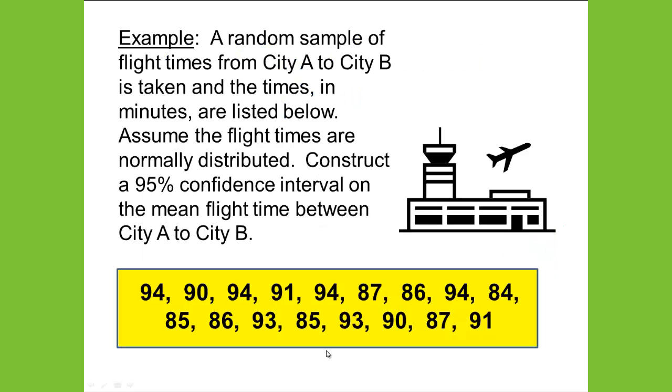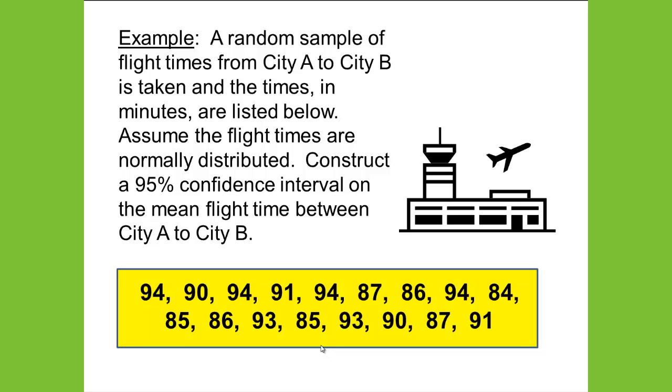We will begin this video with an example. A random sample of flight times from city A to city B is taken and the times in minutes are listed below. Assume the flight times are normally distributed. Construct a 95% confidence interval on the mean flight time between city A to city B.